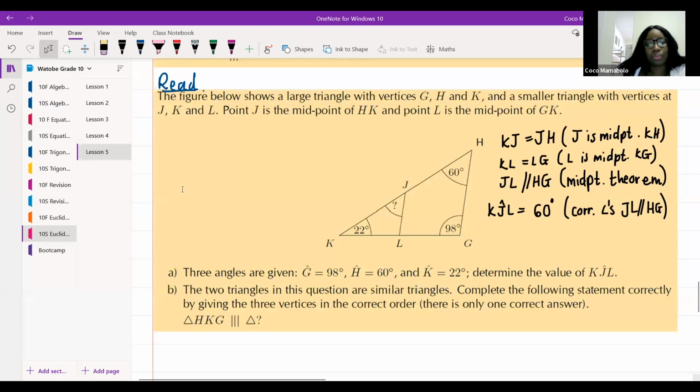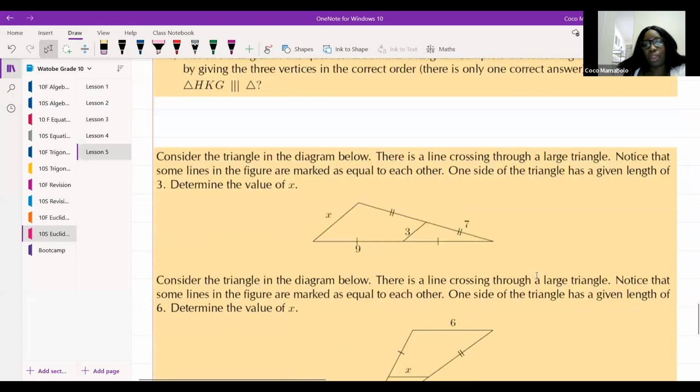All right. Now let's look at this question. Remember, there were two parts to the midpoint theorem. There were two different parts to the midpoint theorem.